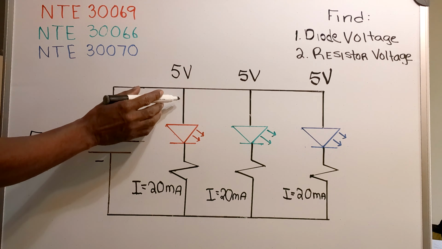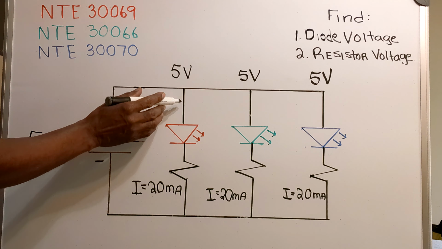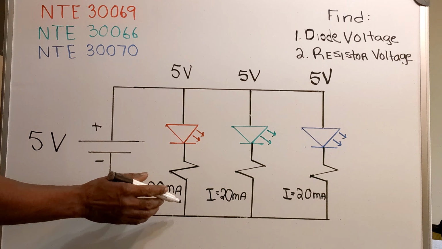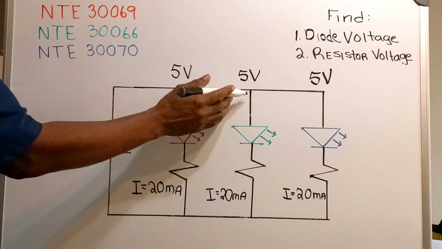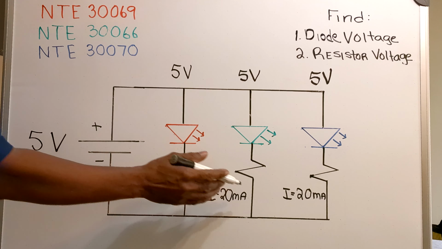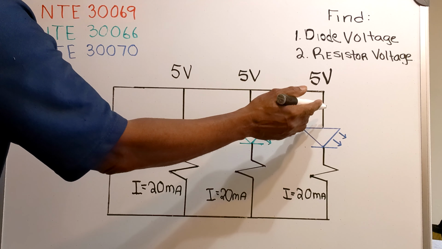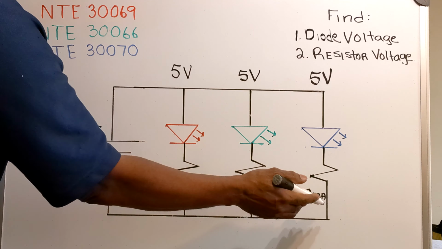I'm going to have 20 milliamps running through branch 1, 20 milliamps running through branch 2, and 20 milliamps running through branch 3.